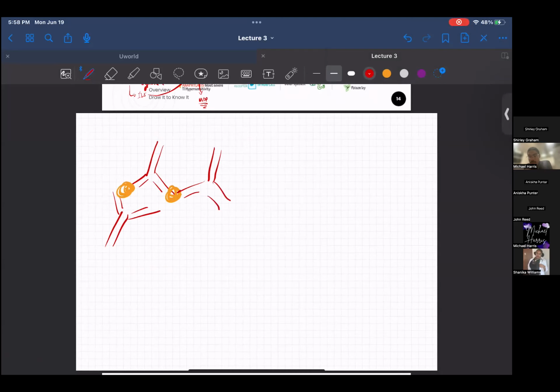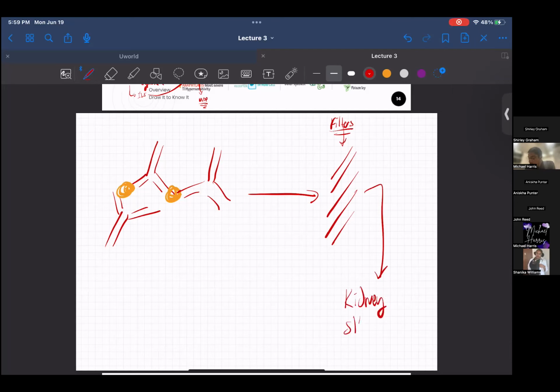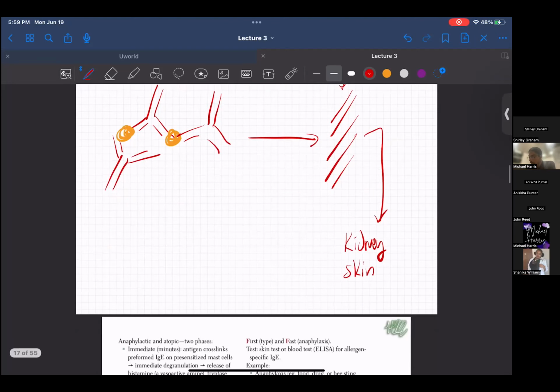Now, as they get formed, they then get pushed through very tight filters in your body. So think of any location that your blood is pushed through capillaries, anywhere in the body, right? The kidneys, perfect. The skin, because you have capillaries in your skin with blood vessels, perfect. And the last one is joints.